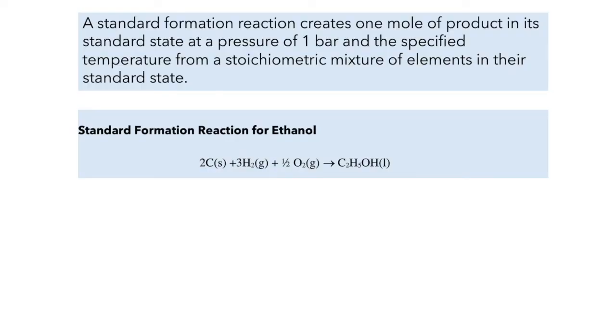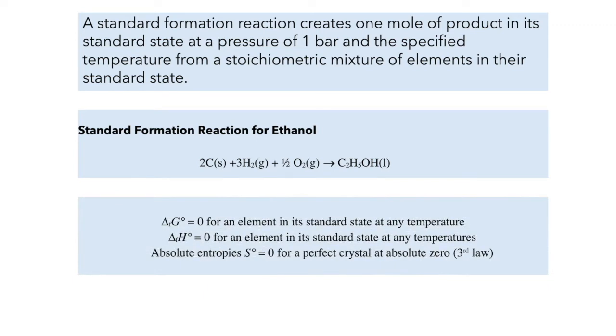Let's take a look at a specific example, the standard formation reaction of ethanol. A standard formation reaction creates 1 mole of product, only one product, and that product is in its standard state, which at 298 Kelvin for ethanol is a liquid. And the reactants are going to be elements in their standard state, that is carbon as graphite, H2, and O2 diatomic gases for hydrogen and oxygen, but each one with the appropriate stoichiometry to balance this reaction and form 1 mole of product.